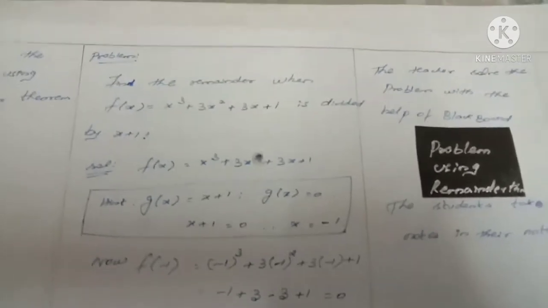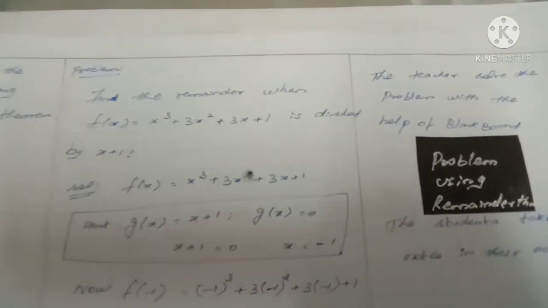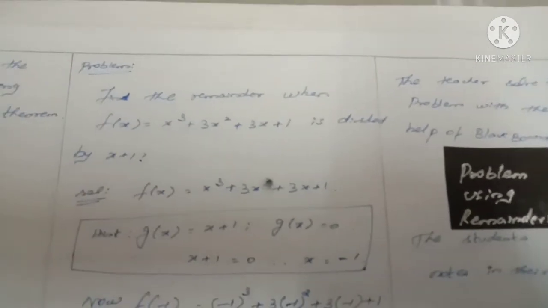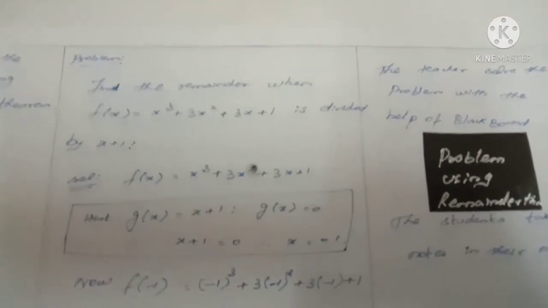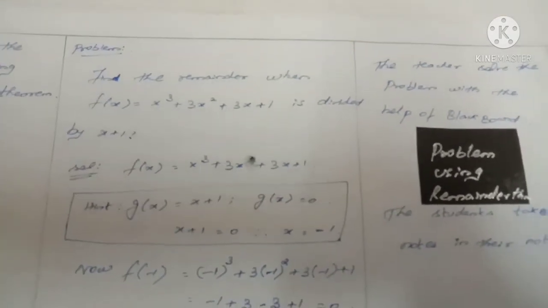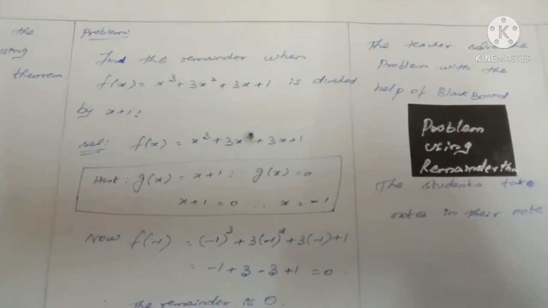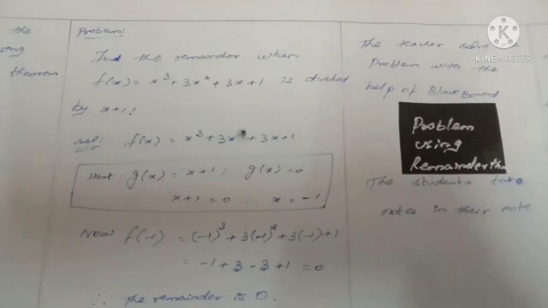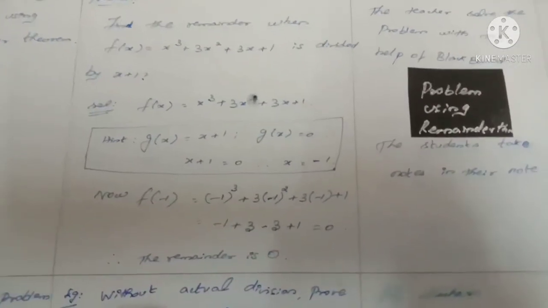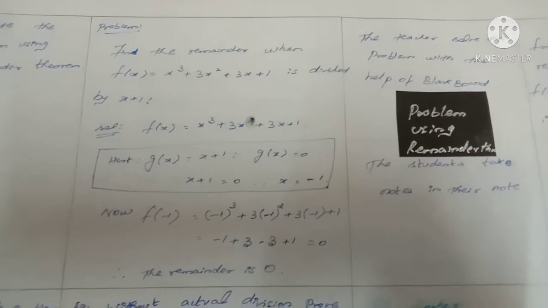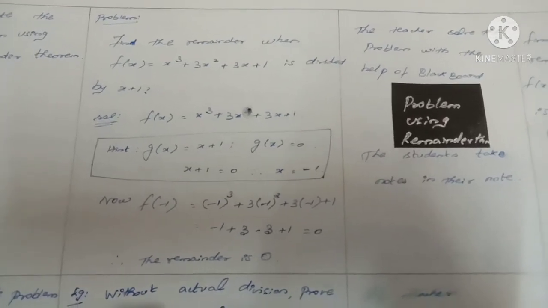In another box, we have to give some problem. Problem is, find the remainder when f of x equal to x cube plus 3x square plus 3x plus 1 is divided by x plus 1? Solution, f of x equal to x cube plus 3x square plus 3x plus 1. Hint, g of x equal to x plus 1, g of x equal to 0, x plus 1 equal to 0, therefore x equal to minus 1.